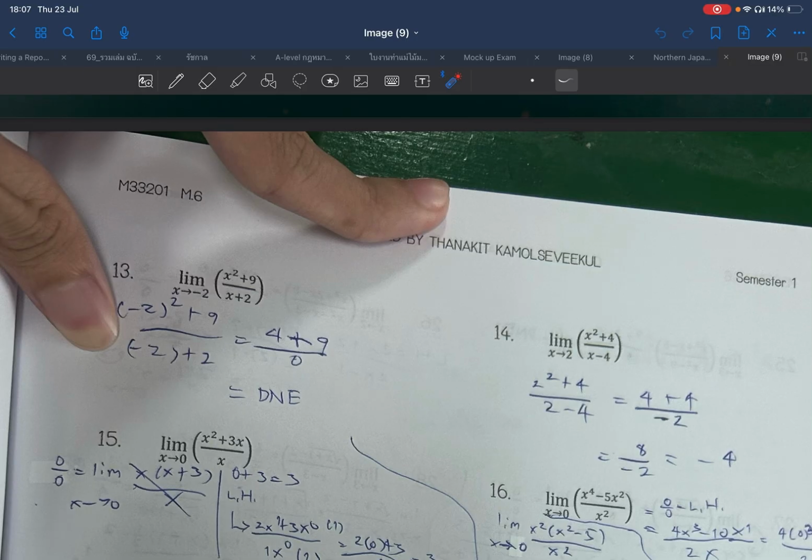The limit of (x² + 9) over (x + 2) as x approaches -2. We should try direct substitution with x equals -2. The numerator becomes (-2)² + 9, which equals 13, but the denominator becomes 0. That means it is undefined in real numbers, so this limit does not exist.